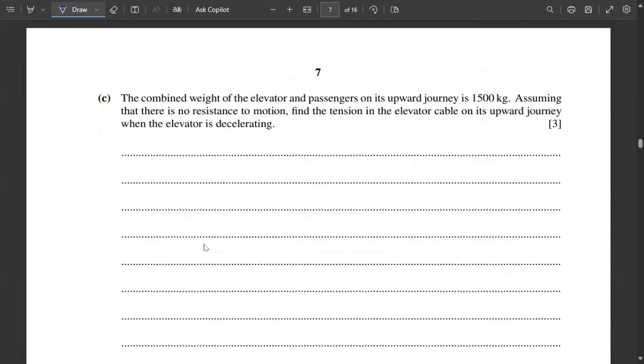Now let's go to the next question. The combined weight of the elevator and passengers on its upward journey is 15,000 kilogram. That means the elevator is moving upwards, and there are some passengers also. The combined weight is 15,000 kilogram, which is 15,000 Newton downwards. Assuming there is no resistance to motion, so resistance is 0, find the tension in the elevator.